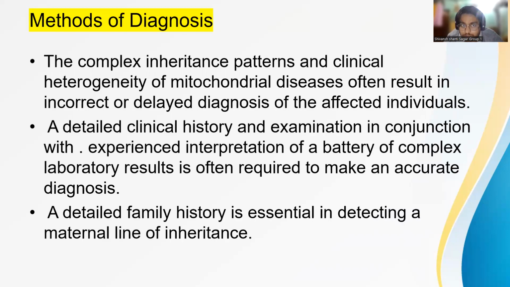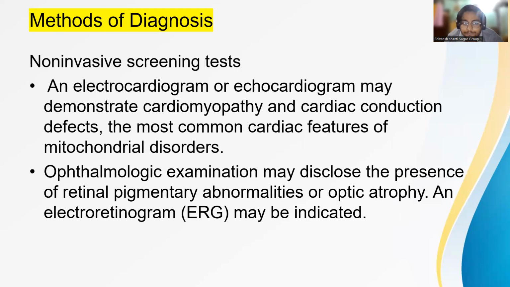How do we diagnose this? The complex inheritance patterns and clinical heterogeneity of mitochondrial diseases often result in incorrect or delayed diagnosis of the affected individual. The details of the clinical history and examination, in conjunction with expert interpretation of a complex set of laboratory results, are often required to acquire a diagnosis. A detailed family history is essential in detecting the maternal line of inheritance.